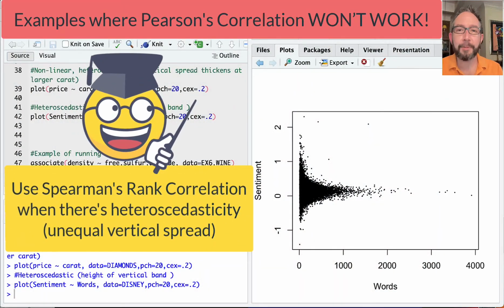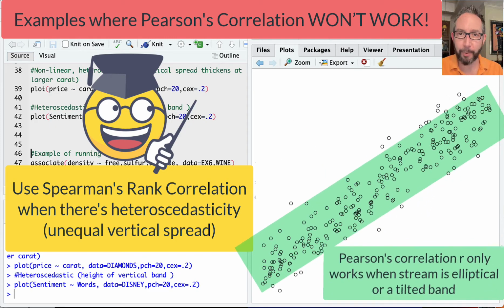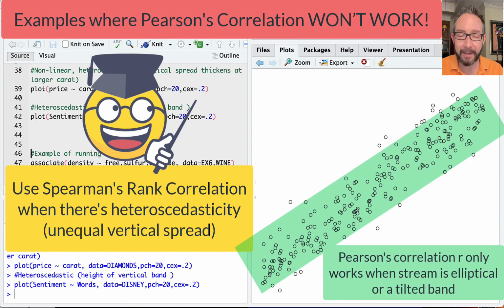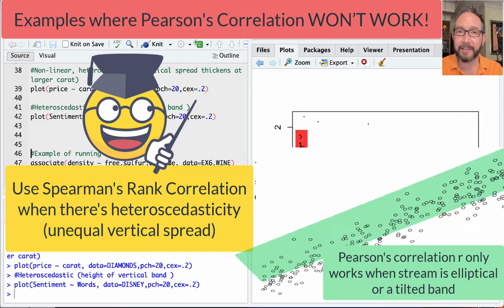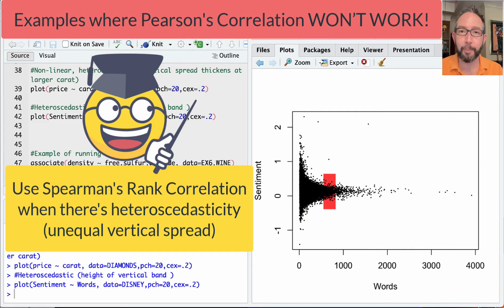Here we see an example of heteroscedasticity, where the vertical scatter in the stream of points is not the same everywhere. So to use Pearson, we need to have the stream of points basically look like a tilted band. And here we see the band's thickness is highly variable depending on the number of words. The band is very, very thick for low numbers of words. And as we look at reviews with more numbers of words, that thickness gets smaller and smaller.